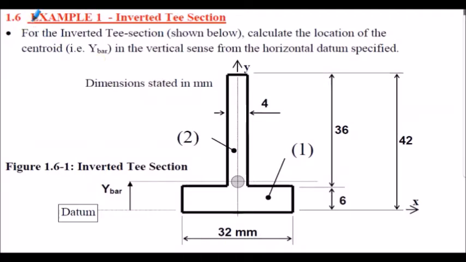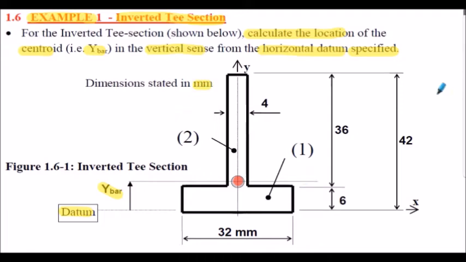So example 1, we have an inverted T-section shown below. So we've got to calculate the location of the centroid, so the Y-bar here, in the vertical sense from the horizontal datum that is specified. So here's a datum for this section, and we've got to evaluate the Y-bar, the distance to the centroid location from this datum. Notice all the dimensions are given in millimeters here.